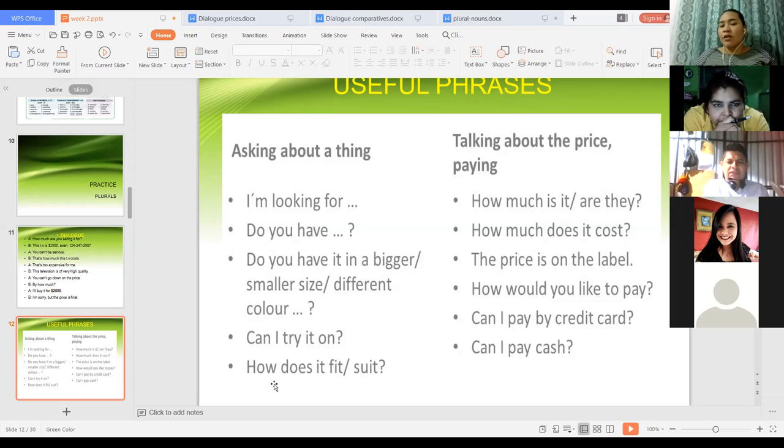Do you have it in bigger, a smaller size, different color? Do you have it in bigger? Do you have it in a smaller size? Do you have it in different color? So, en este caso, si usted está buscando un size diferente, right? For example, I'm L and there is just only one M. So, I'm asking, right, if they have something bigger. En el caso, ¿verdad? Que yo fuera a comprar, yo soy L, pero el maniquí tiene una M, por decirlo así, y yo quiero saber si hay algo más grande en una L y si hay tal vez en un color diferente, ¿verdad?